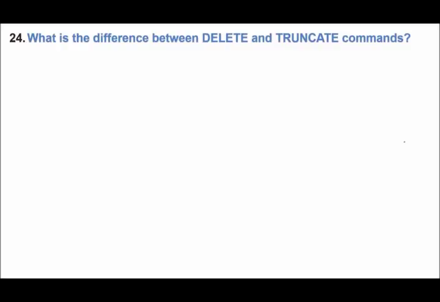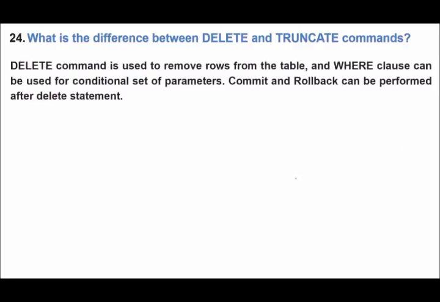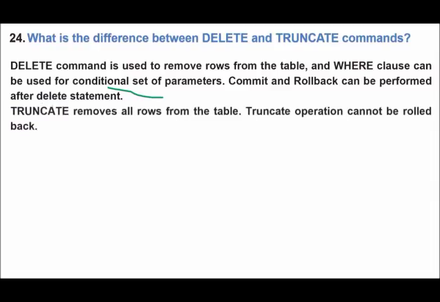What is the difference between a delete and a truncate? The delete command is used to remove rows from the table, where a WHERE clause can be used for a conditional set of parameters. Commit and rollback can be performed after a delete statement. But truncate removes all rows from the table. Truncate operation cannot be rolled back. Let me change my sentences, because truncate as a word means something else, but in a database it is not like that. Truncate means remove all the rows, while delete means remove rows from the table.